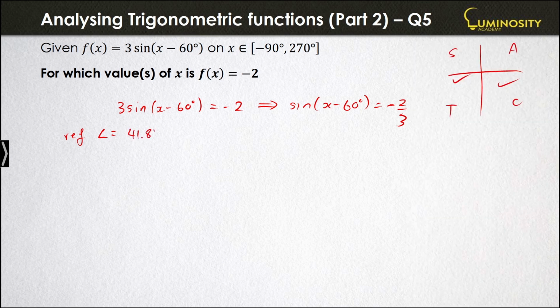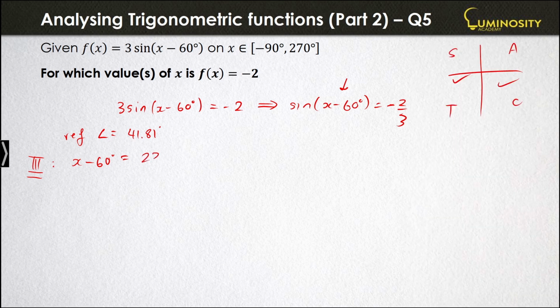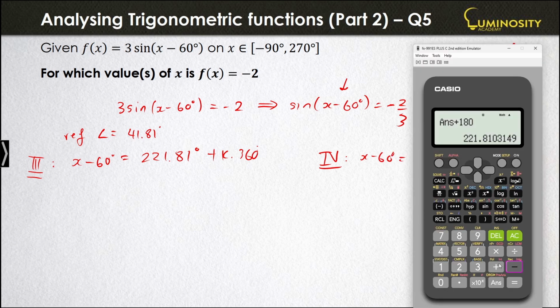41.81 degrees. Okay, so the quadrant 3 solution will be x equals 180, or not x, okay, be very, very careful. What is the angle inside? x minus 60 degrees, good. So that will equal 180 plus this reference angle, so 221.81 degrees, plus k times 360 degrees, and the quadrant 4 solution will be x minus 60 degrees, the angle, equals 360 minus that reference angle.